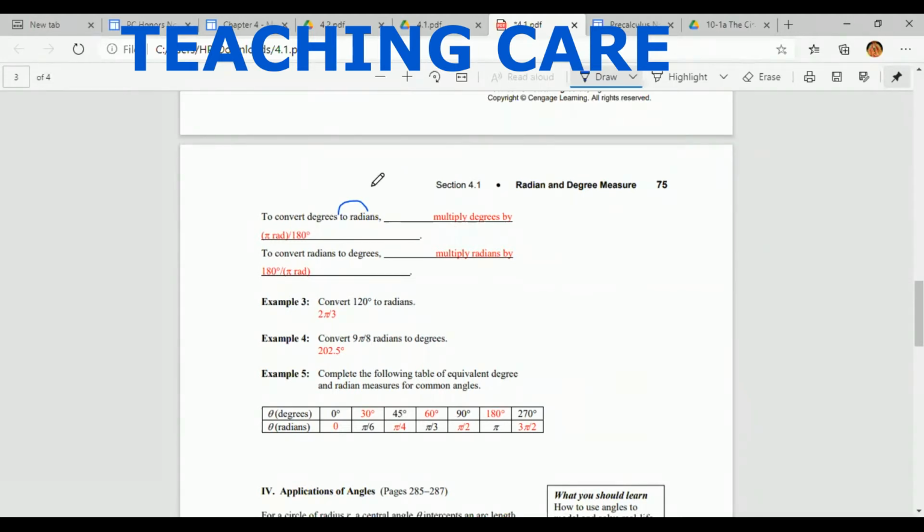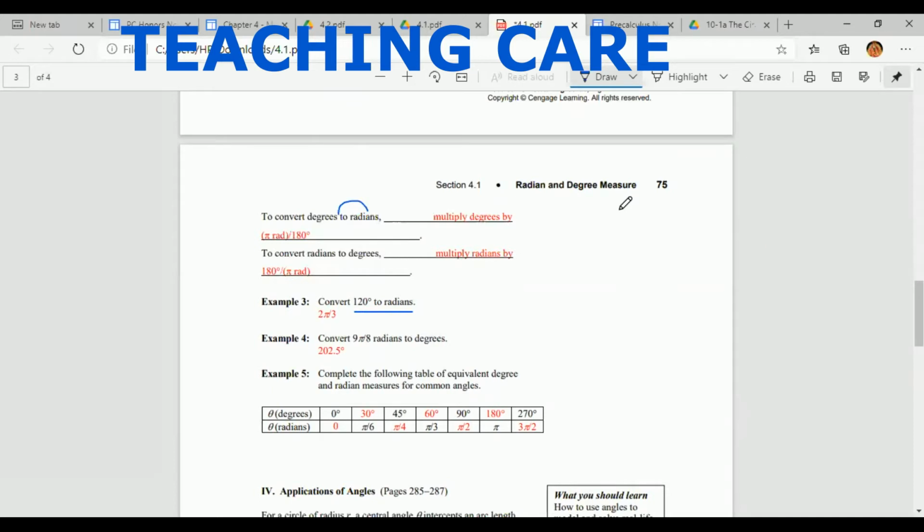So pi radians, you are going to multiply it by 180 degrees. To convert your radians to degrees, you need to multiply your radians by 180 degrees. That's the thing. Okay, got it? So now convert 120 degrees to radians. They have given the degrees, they're asking you to convert it into radians.